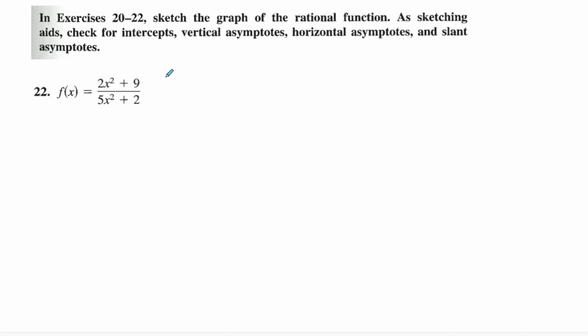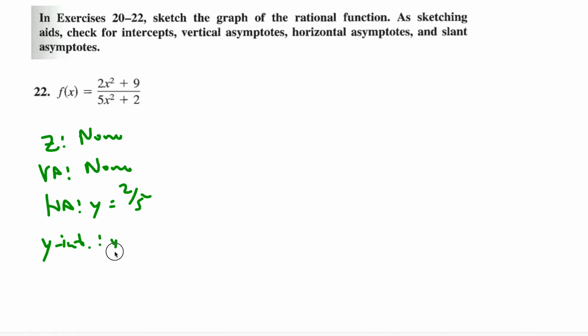Sketch the graph of the rational function, blah, blah, blah. That's sketching aids, check for intercepts. So, zeros. When is 2x squared plus 9 equal to 0? The answer is never. That's sad. Vertical asymptotes. It gets better. When is 5x squared plus 2 equal to 0? Never. Horizontal asymptote. Highest powers, 2/5.